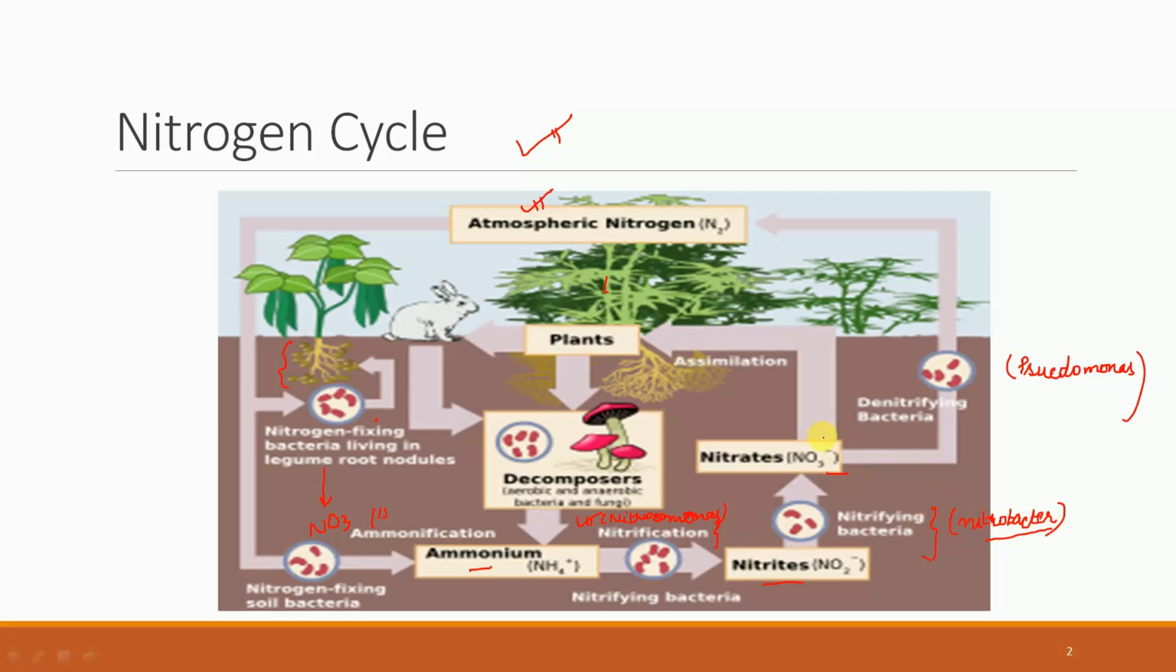Then these nitrates that are present in the soil go back to the environment. This is through the process of denitrifying bacteria, and this process is known as denitrification. And these denitrifying bacteria are the Pseudomonas bacteria. So again, this is something important that you should know. And this is completing the cycle also. The atmospheric nitrogen was entering the soil and this is entering back.